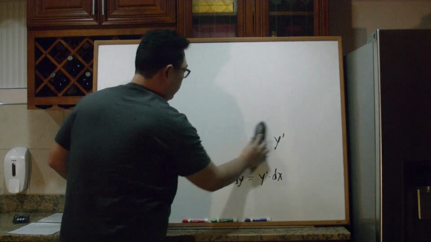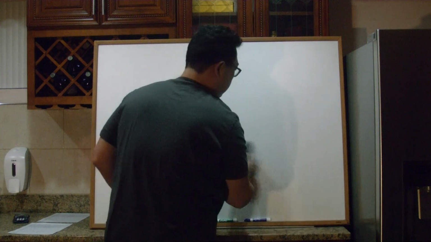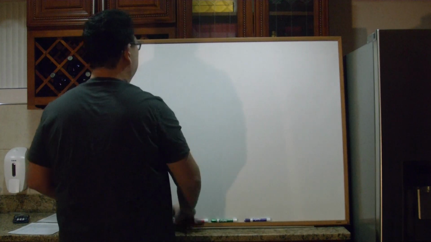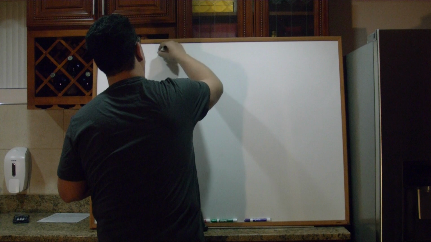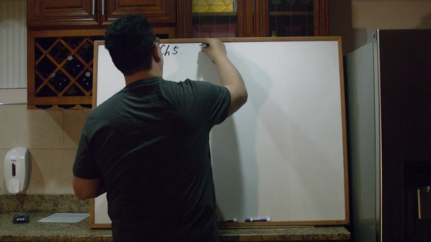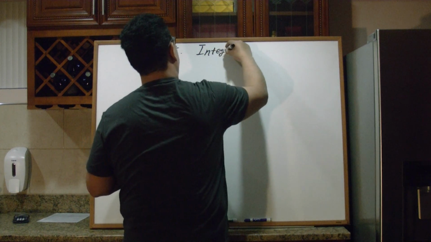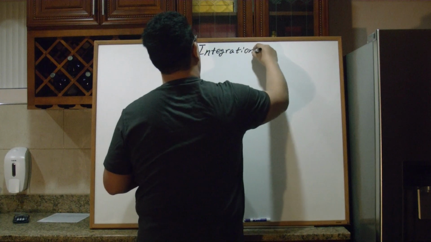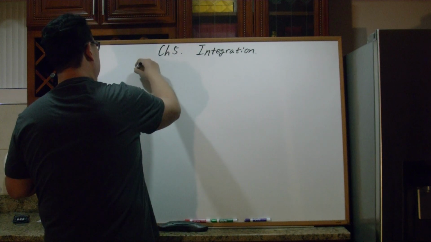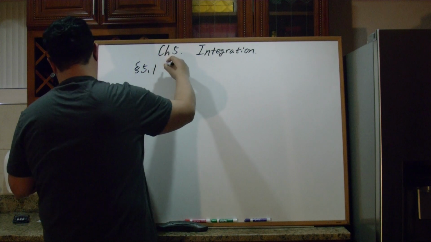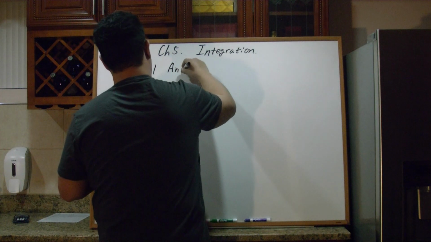So that is something extra to clarify before our next chapter, which just touches a little bit of what it is. Chapter 5 is integration. 5.1 is about antiderivatives.